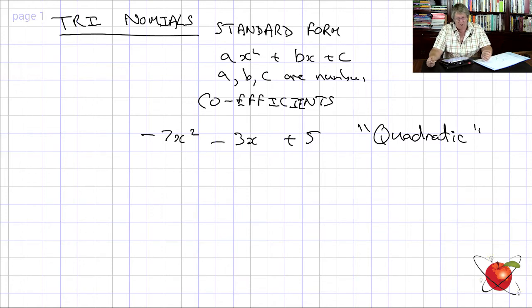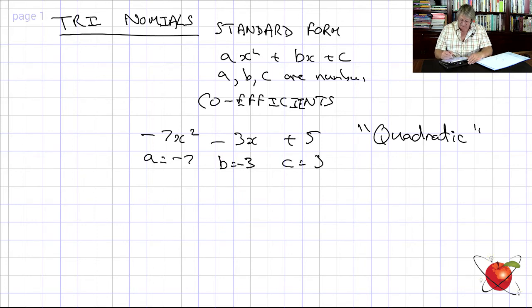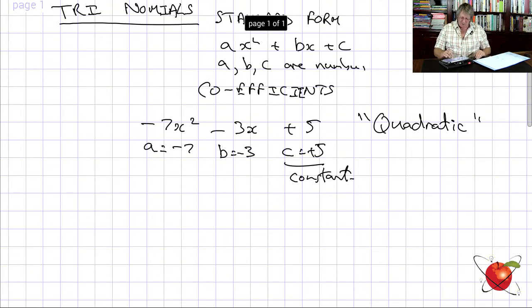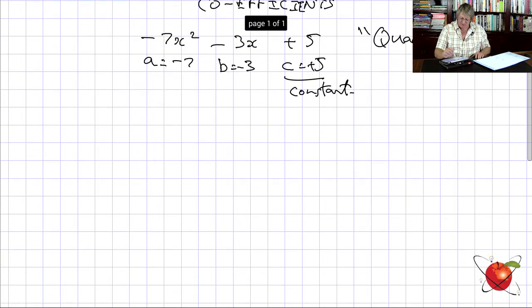Over here, what have we got? We've got a is minus 7, b is minus 3, c is plus 5. c is also known as the constant. So the general look of one of those is something with an x squared, something with an x, and a constant, a number at the end without an x.